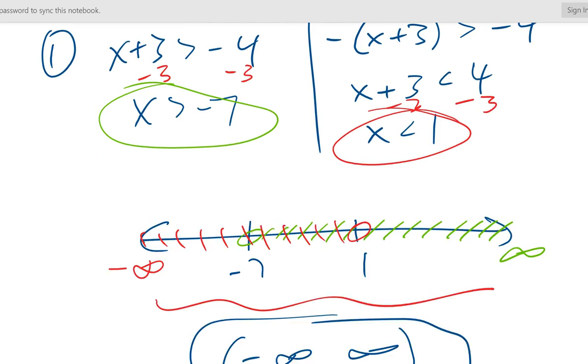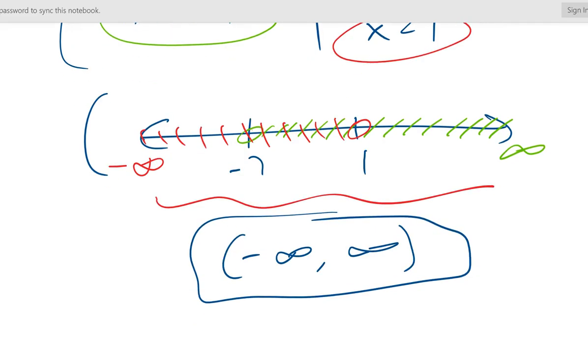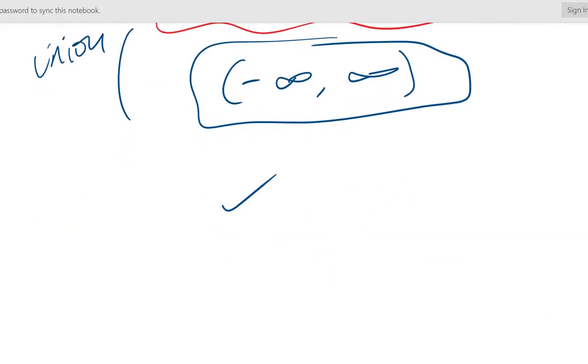Case 1, case 2, and then graph it. Graph each case, and then figure out union or intersection. Intersection if it's less than or less than or equal to. And so there you go. So that's it. That's how you do absolute value inequalities, the way that I like to teach them.